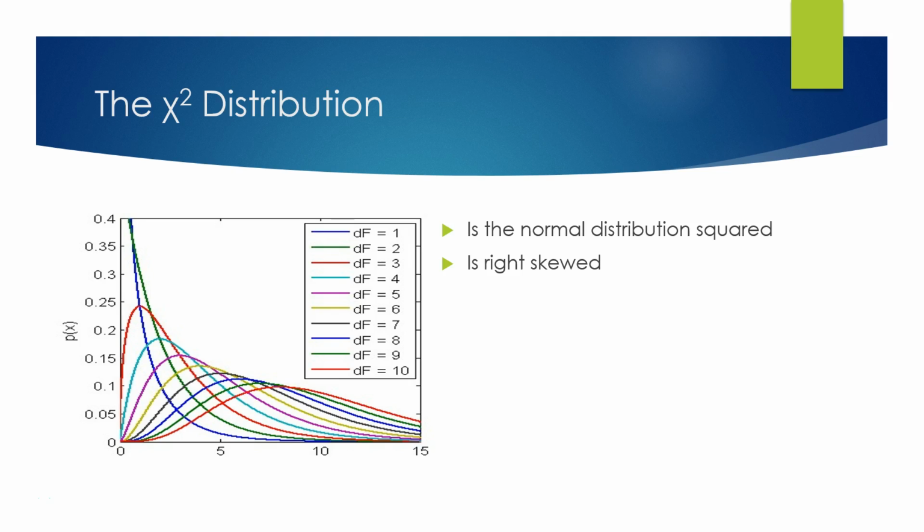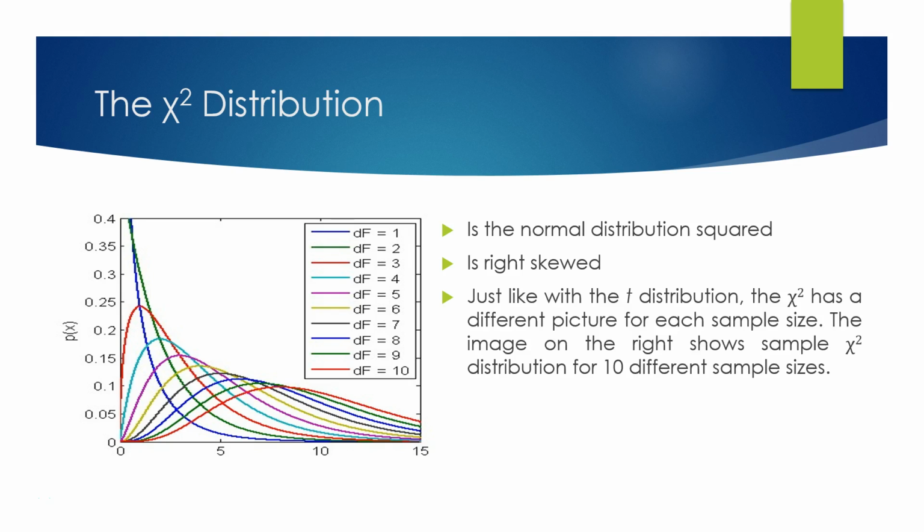Now, before I display the next one, if this is the normal distribution squared, and the normal distribution's bottom axis goes from negative infinity to infinity, well, the bottom axis on the chi-square distribution has to go from 0 to infinity, because if we're always squaring the values of the normal distribution, we're never going to have any negative numbers, because whatever is negative, we square it.